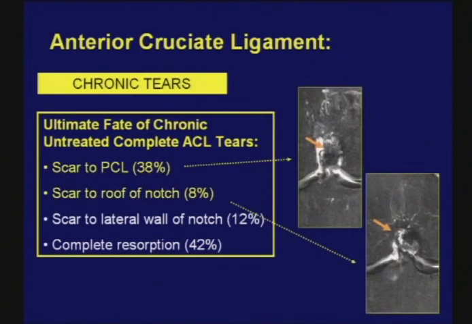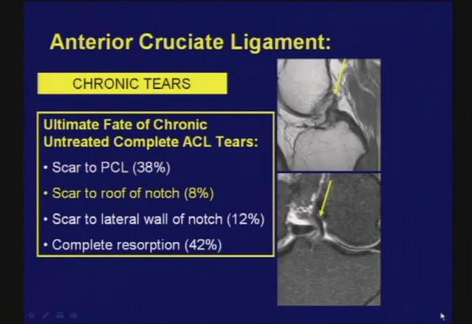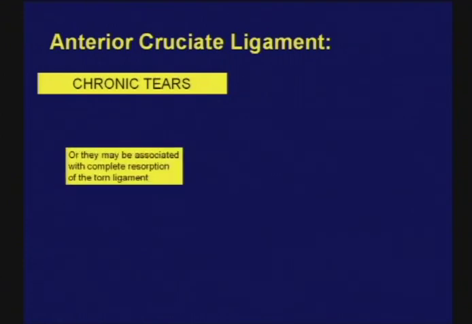Here's an example where there was fibrosis to the posterior cruciate, and this one to the roof of the intercondylar notch. Now, this is clearly abnormal, but you could imagine that if you had a bigger ligament in this pattern, you would run into problems. And here is another example where there is a chronic tear with fibrosis to the roof of the intercondylar notch.